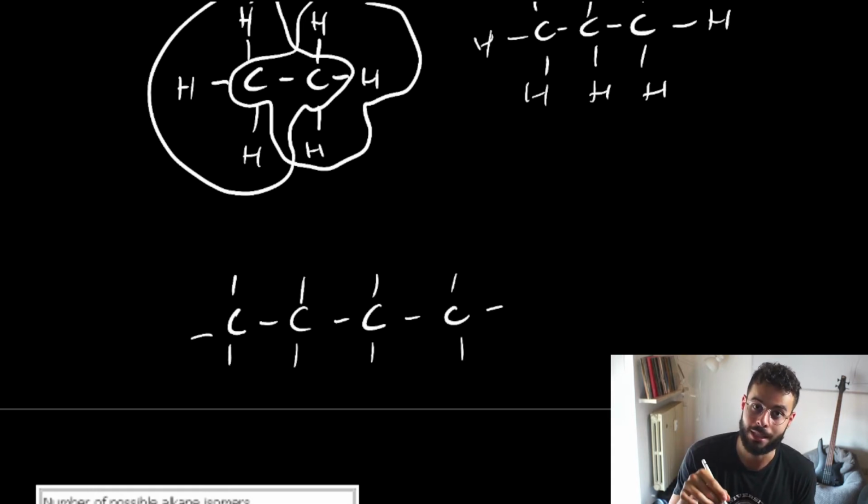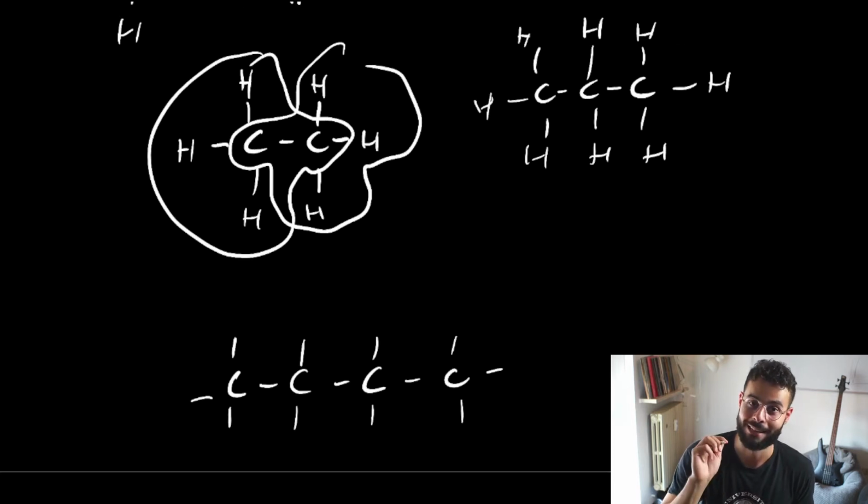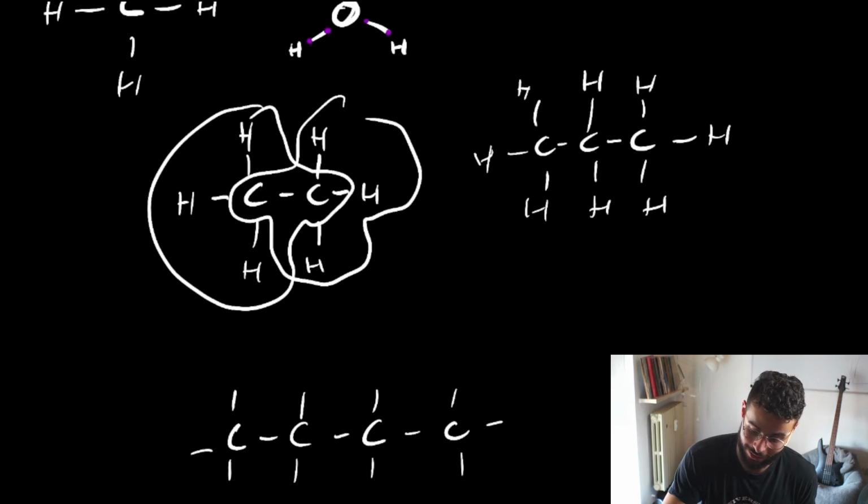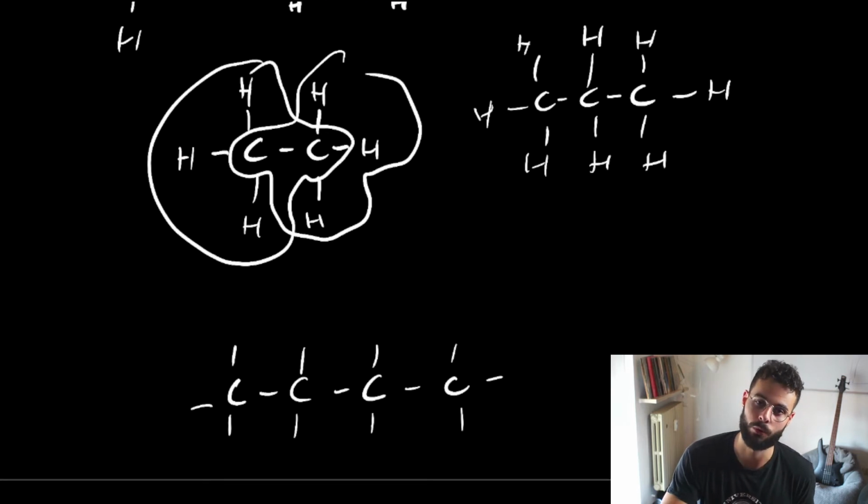The molecule is saturated. However, an unsaturated hydrocarbon is when one or more of the carbons have a double bond or a triple bond between the different carbons. So we already mentioned that carbon can create 4 covalent bonds.